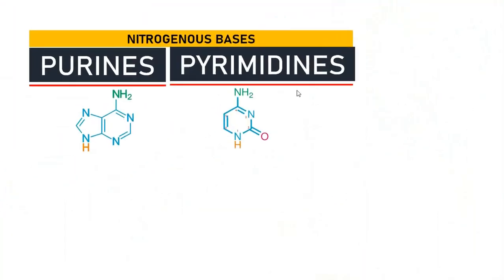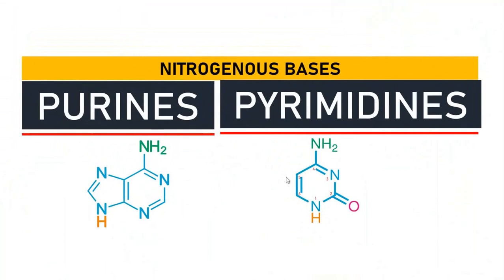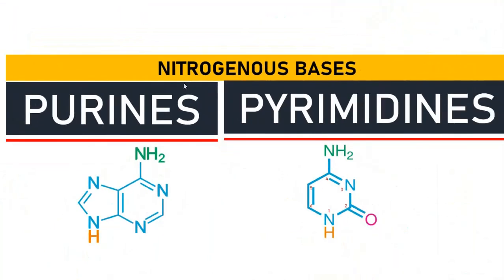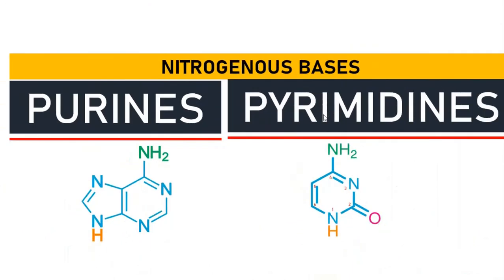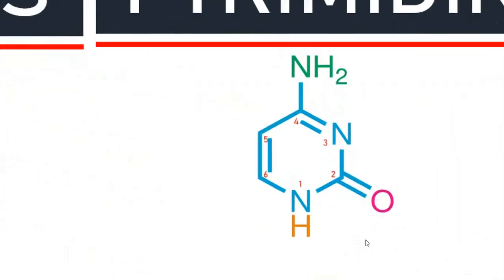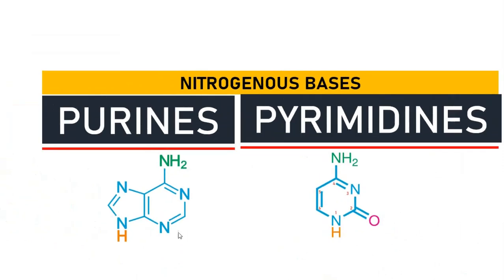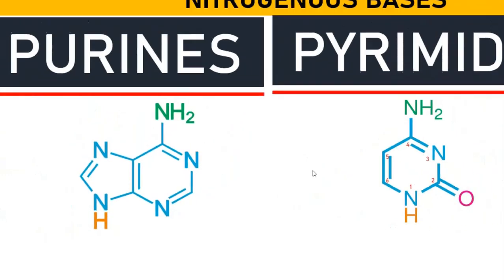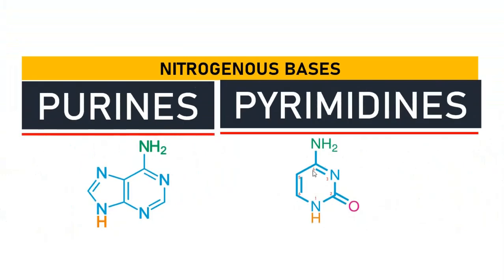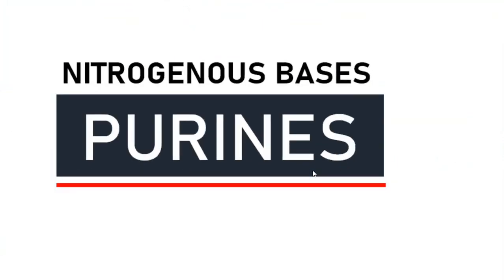Now let us come to purines as well as the pyrimidines. These nitrogenous bases are broadly classified into two categories as we discussed earlier. They are purines as well as the pyrimidines, based on the number of rings present in their structure. In the case of pyrimidines, only one ring, while in the case of purines, two rings are present. Then coming to the purines.